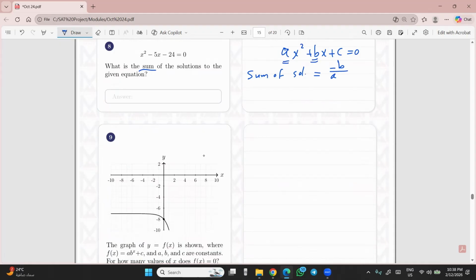So here we can apply that. The sum is equal to negative b, which means negative negative 5, over a, and a is 1 already. So negative negative 5 means positive 5 over a, which means 5. That's the sum of the solutions.